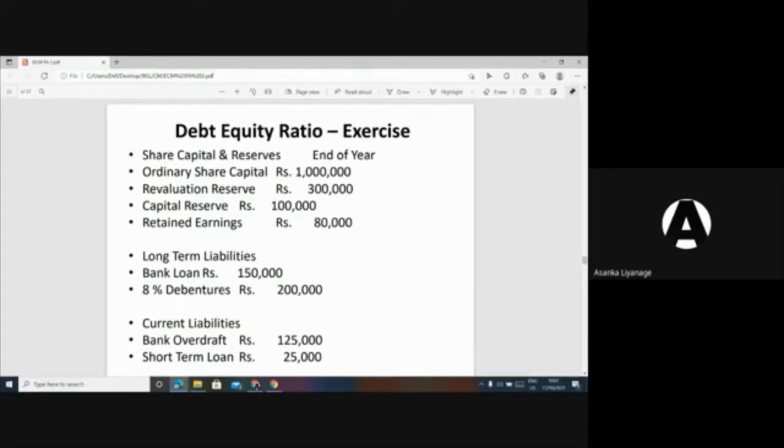Now, if you take the first gearing ratio, if it is more than 1, we can say high geared. If it is less than 1, we can say low geared. Second gearing ratio, if it is higher than 0.5, we can say high geared or high levered. If it is lower than 0.5, we can say low geared or low levered company. Can you calculate the two gearing ratios and give me the answers?